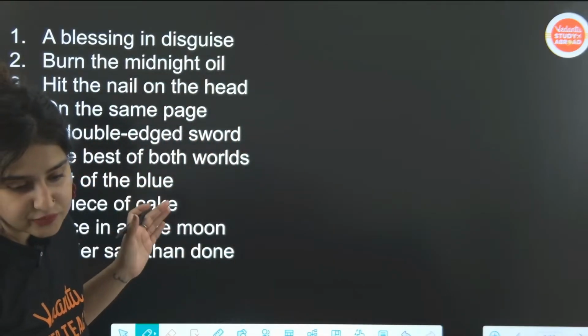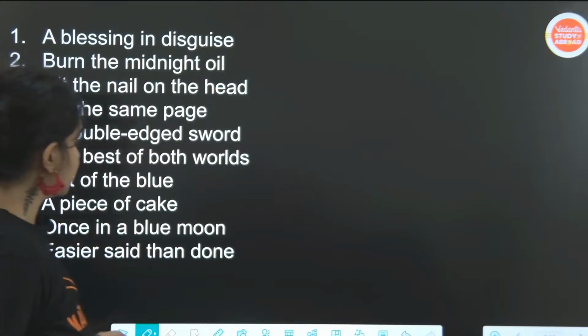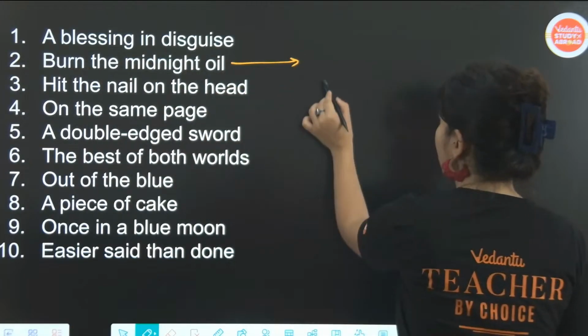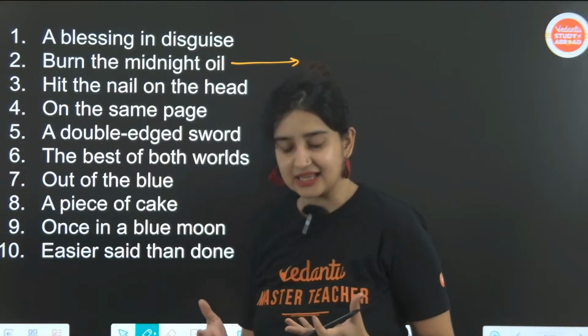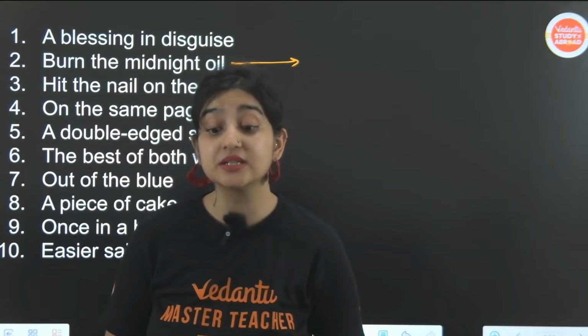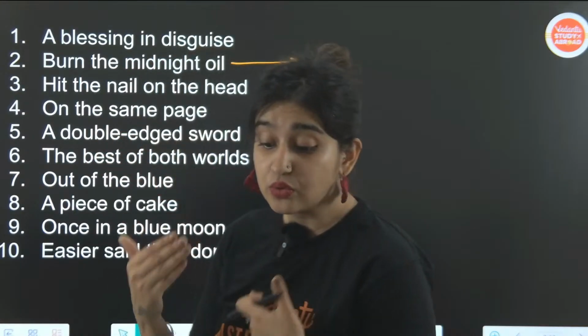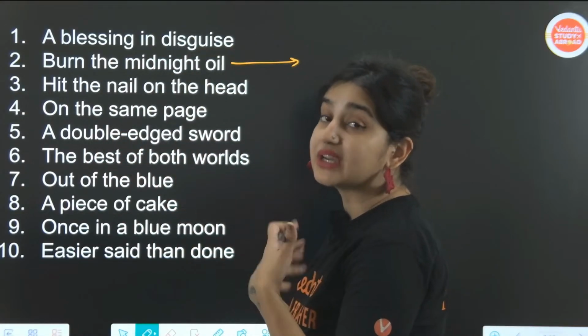Okay, you don't know the meaning of 2nd, 6th, 7th, 9th and 10th. Okay, second, burn the midnight oil. What it means is staying up all night to work hard at something. For example, if you stay up to prepare for a test, what did you do? You burnt the midnight oil to prepare for the test. So it's staying up all night in preparation or working towards something.